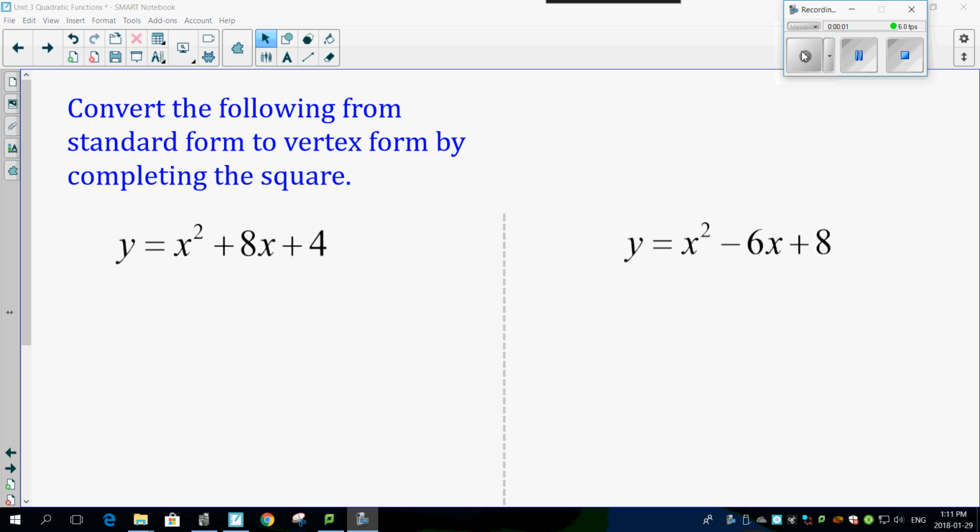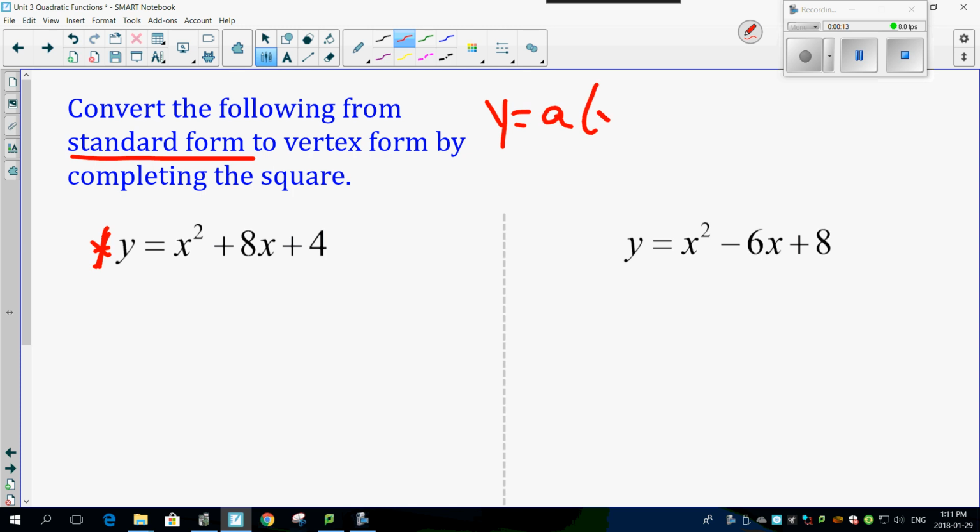Okay, so now let's use what we learned in the last podcast about completing the square and see if we can turn things from standard form, that's this form here, into vertex form, which is this guy, y equals a(x minus p) squared plus q. Because if you remember, this form tells us a whole heck of a lot more.